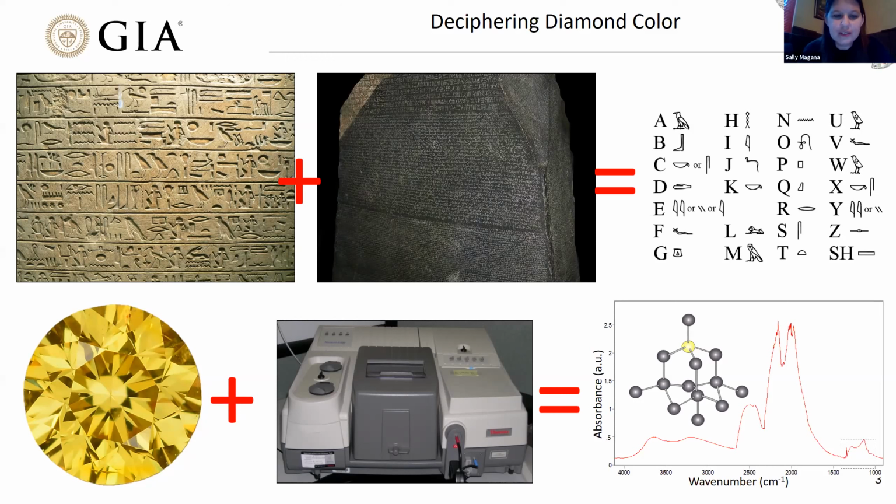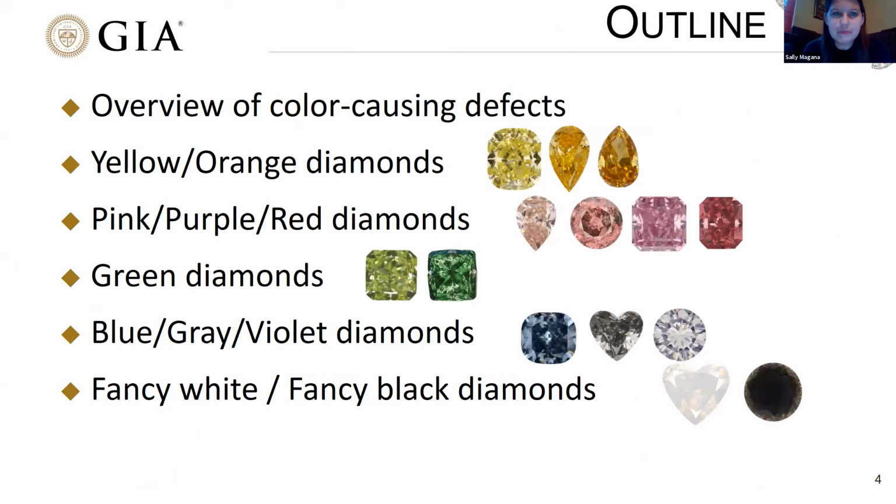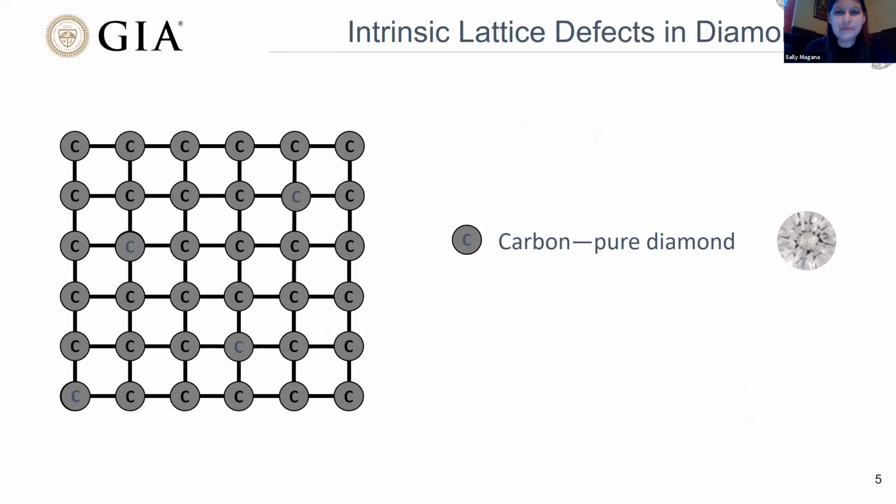So for this diamond, we can see that it's a type 1B colored by isolated nitrogen, and we know based on that a lot more about its cause of color and a lot more about its history. So all the things that we're doing with spectroscopy is just to try and translate the diamonds into a language we can understand and to understand what their story is. So this is an overview of what we'll be going through today. We'll be talking about some yellow-orange diamonds, pink, purple, and red diamonds, green, blue, gray, violet, and then we'll finish it off with some fancy white, fancy black stones.